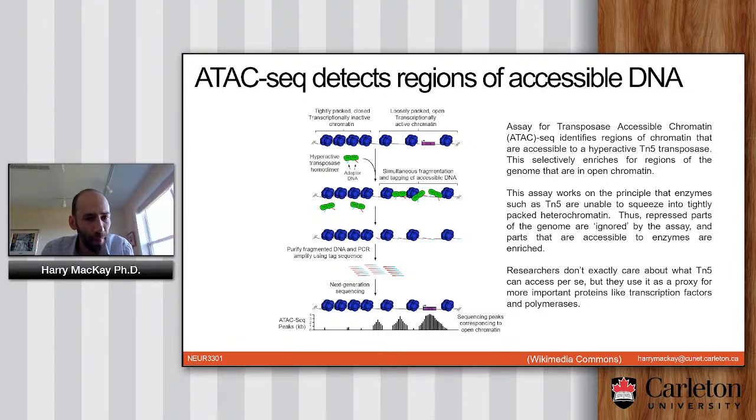Okay, so I think I'm going to skip this slide for now. This is about another type of sequencing that tells you where there are regions of accessible DNA, but I don't think we really need to hear about this right now. We'll save this for later when we actually talk about it in the context of some research.